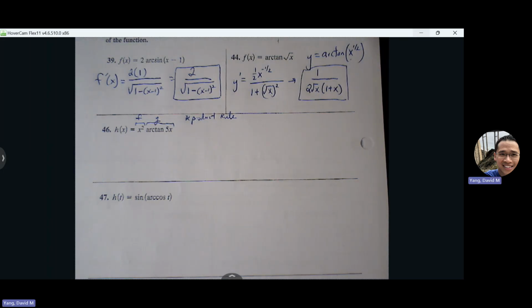Okay, f prime g plus f g prime, x squared becomes 2x. G and f stays the same. G prime, our tangent 5x is u prime over 1 plus u squared, 5 over 1 plus 25x squared. You don't have to clean up. I just made it so that the f and g prime combine into one fraction.